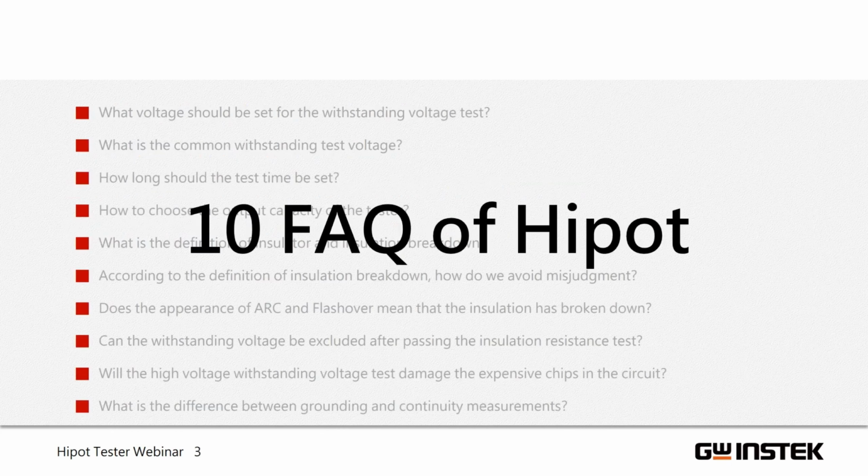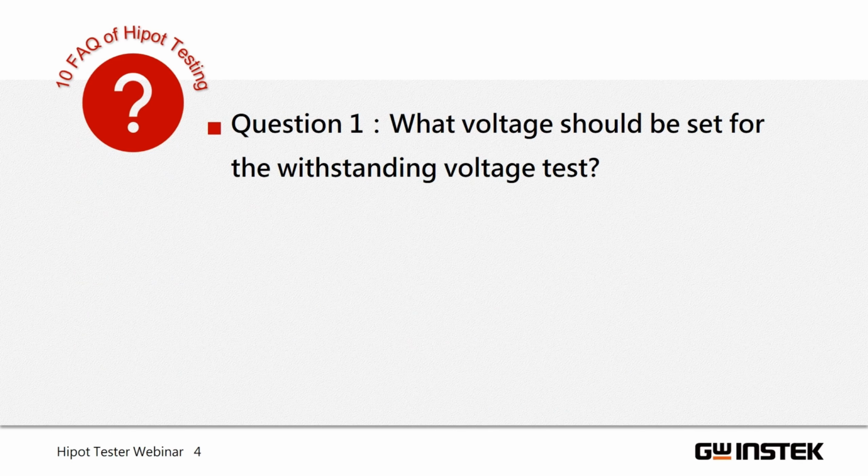The high potential test, also known as the Hipot test, is an important electrical test that assesses the ability of an electrical component to withstand high voltage. It involves a withstanding voltage test, insulation test, and grounding resistance test. Although these tests are popular nowadays, some engineers and operators may not fully understand them. To help with this, we have collected the 10 most frequently asked questions and hope that this section will be beneficial. First question: what voltage should be set for the withstanding voltage test?